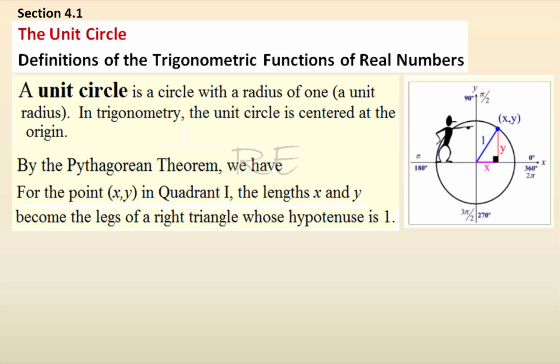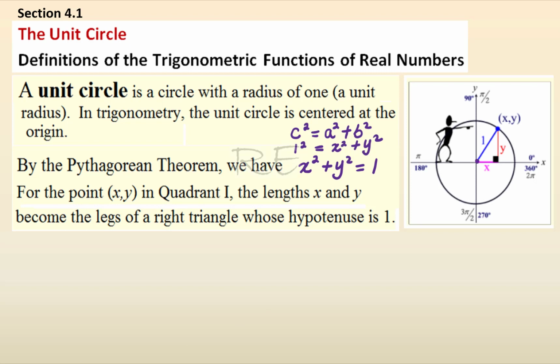A unit circle is a circle with a radius of 1, a unit radius. In trigonometry, the unit circle is centered at the origin. By the Pythagorean theorem, c squared is equal to a squared plus b squared. The hypotenuse is 1, so 1 squared is equal to x squared plus y squared. Therefore, we have x squared plus y squared is equal to 1.